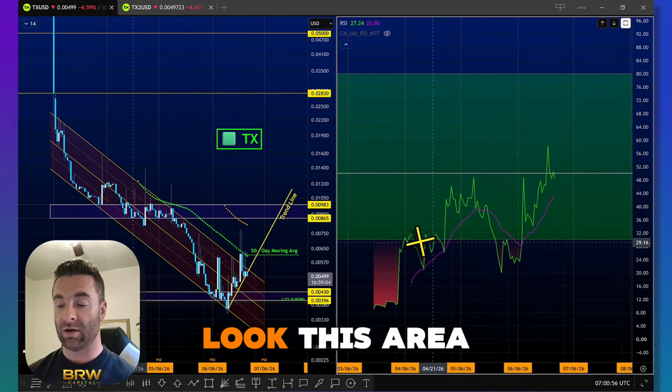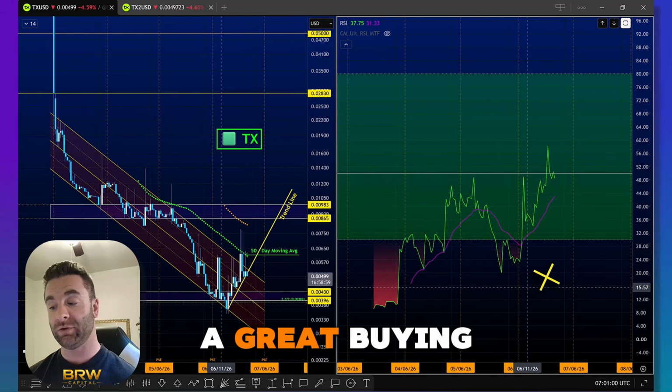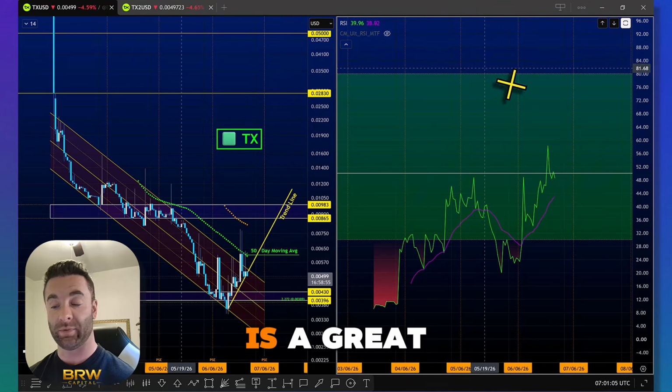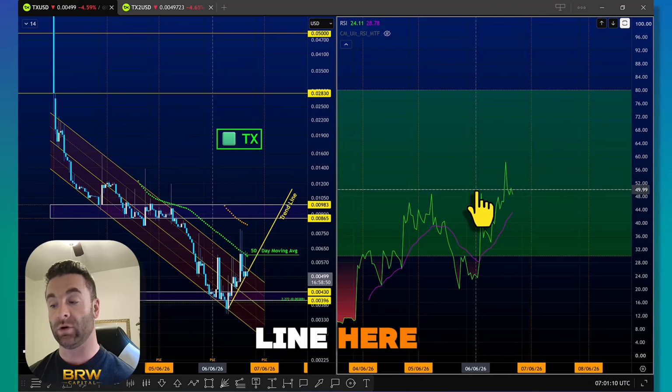But as you look, this area, we'll call this the black zone. This area is a great buying opportunity. And then over here, we'll also call this the black zone, is a great selling opportunity. But you have this little middle line here. It's the 50 line.